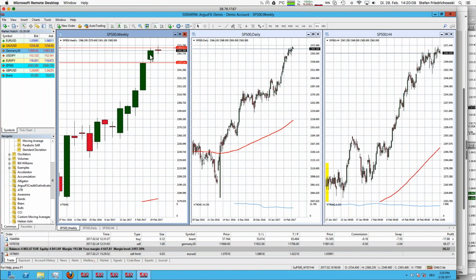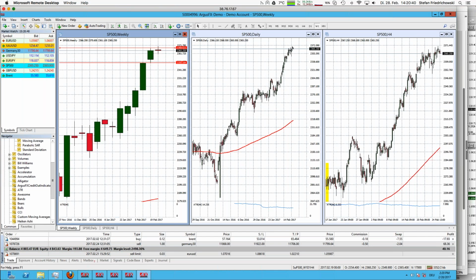So now back to that candle, and then we can have those numbers. The high is 2368.25, and the low is 2349.90. So those are the highs and lows of last week's candle.